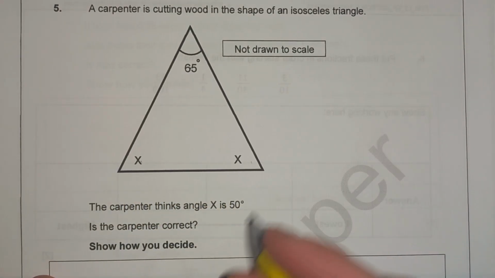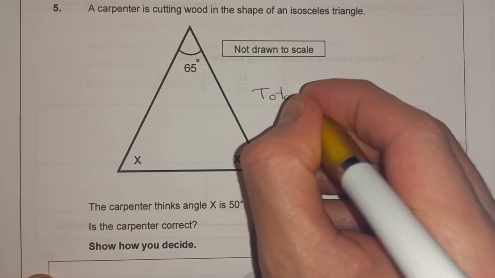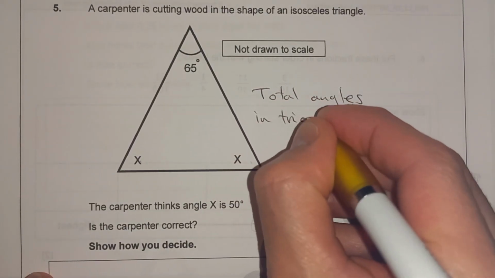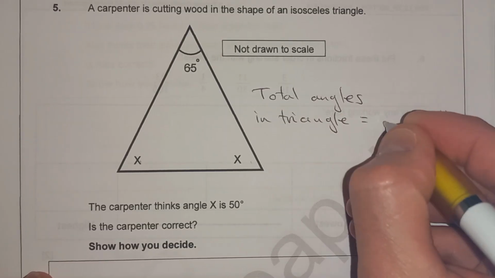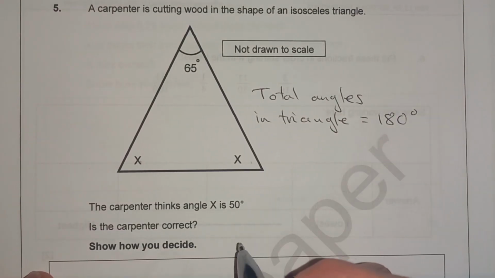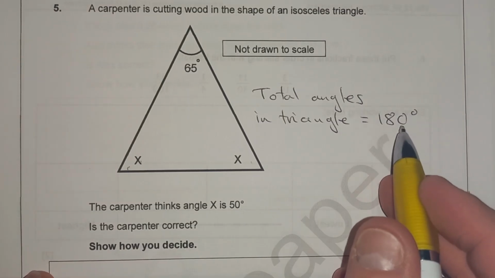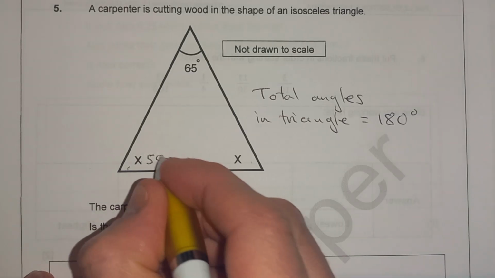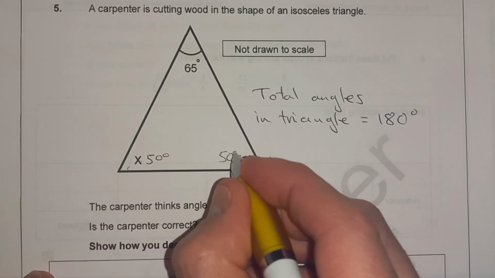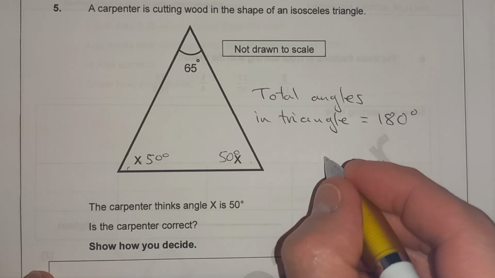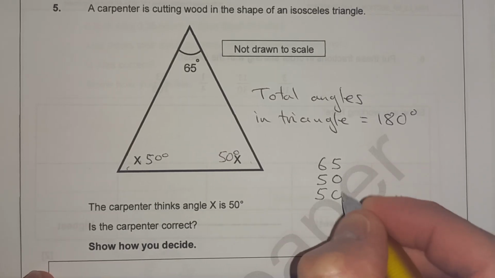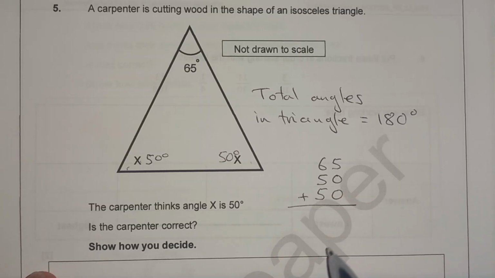What we do know is that the total angles in a triangle add up to 180 degrees. So if we add these all together, we'll find out if they add up to 180, then he's correct. If not, then he's wrong. So he's saying this is 50 degrees and this is 50 degrees. So in that case, we have 65, 50, and 50. So let's add those all together.